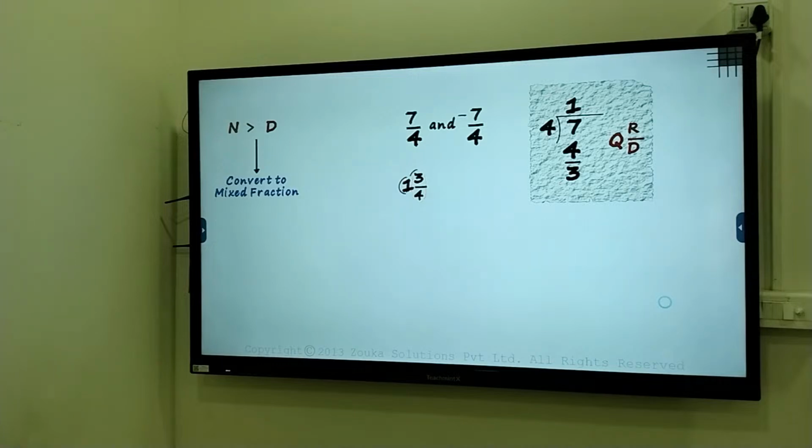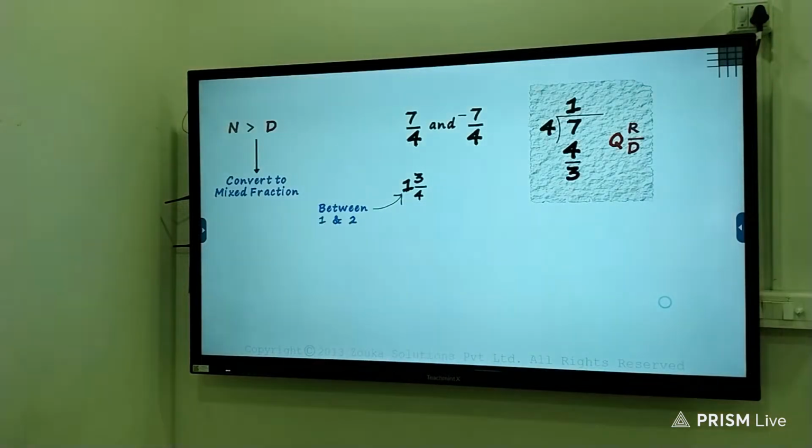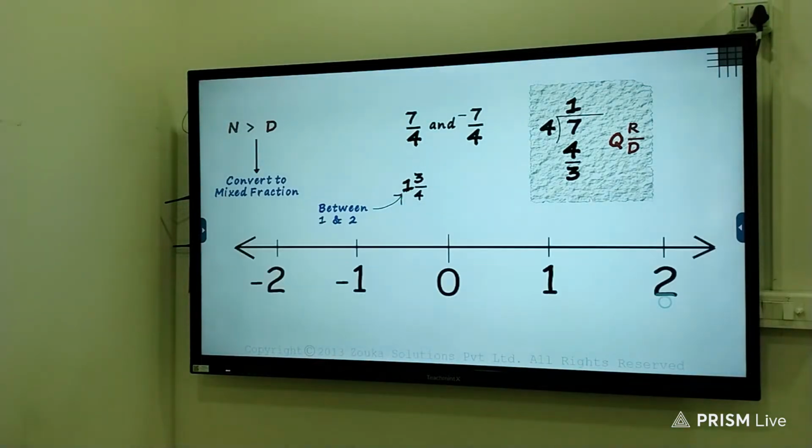Each of the three numbers, 1, 3 and 4, tell us something about where 7 by 4 is plotted on the number line. The whole number part tells us the position of 7 by 4. So 1 tells us that the rational number 7 by 4 is between itself and the next whole number. The next whole number is 2. So we know that 7 by 4 is between 1 and 2. So we draw the number line accordingly with just 0, 1 and 2 marked.